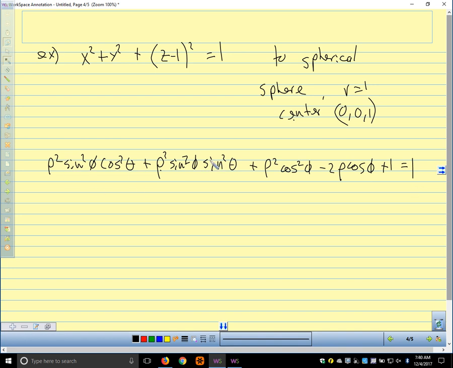We can factor here, and the ones go away, and we get rho squared minus 2 rho cosine phi equals 0. Can we keep factoring this?